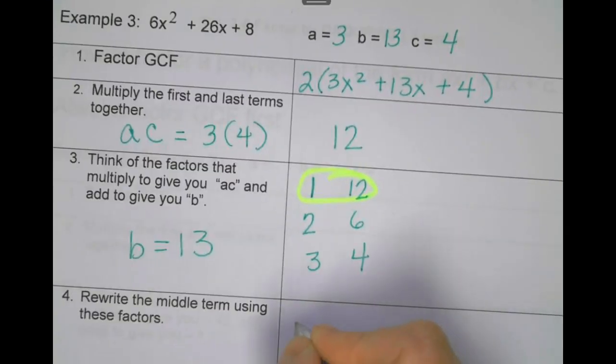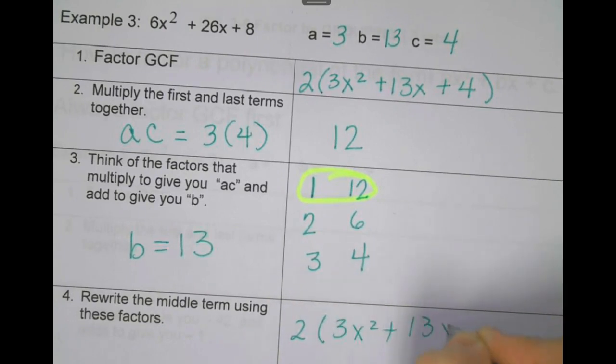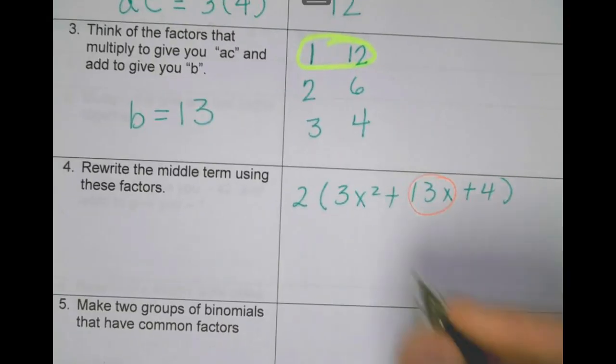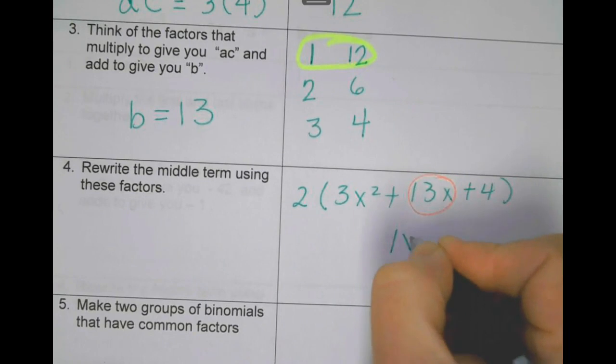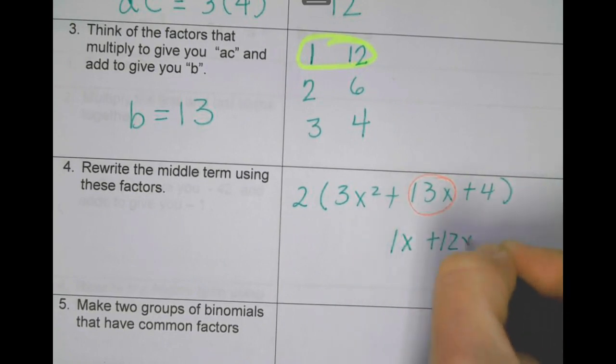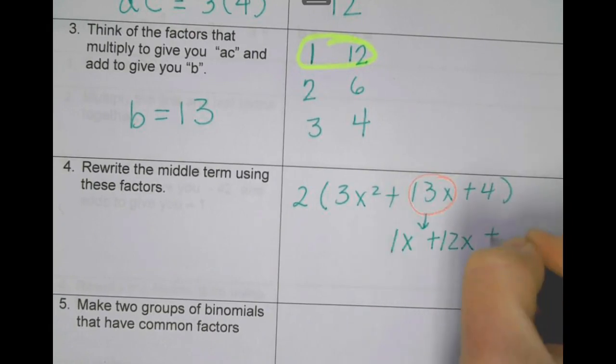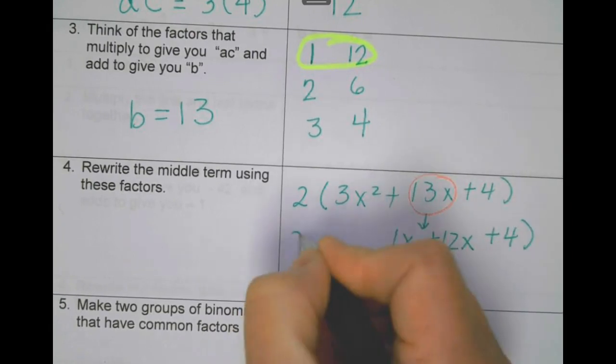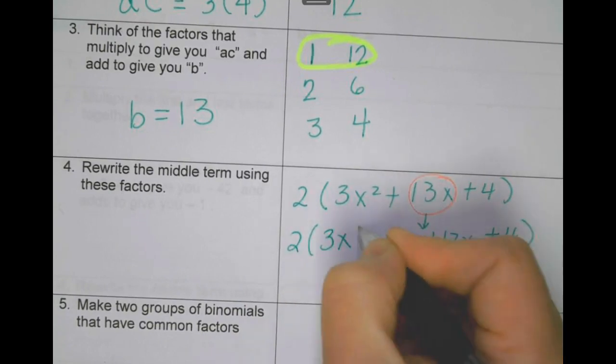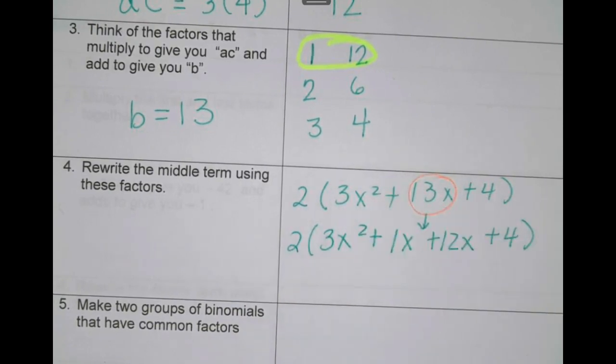So the 2 parentheses 3x squared plus 13x plus 4, I just rolled my pencil, in place of that, is equal to 1x plus 12x. That takes the place of the 13. I still have the plus 4. I still have the 2 in front. I still have the 3x squared in front. The 2 is just going to hang around in front for the whole problem.